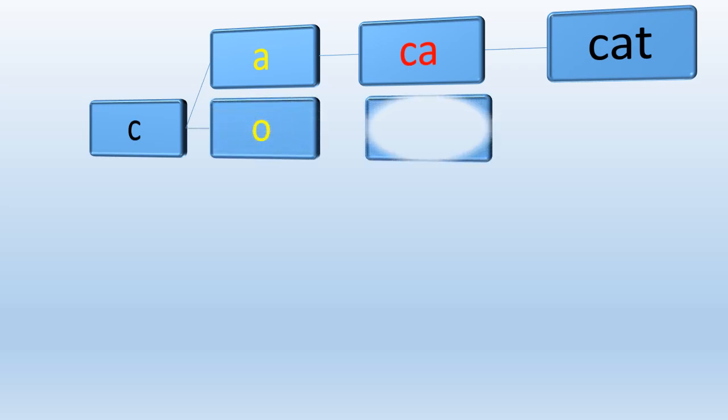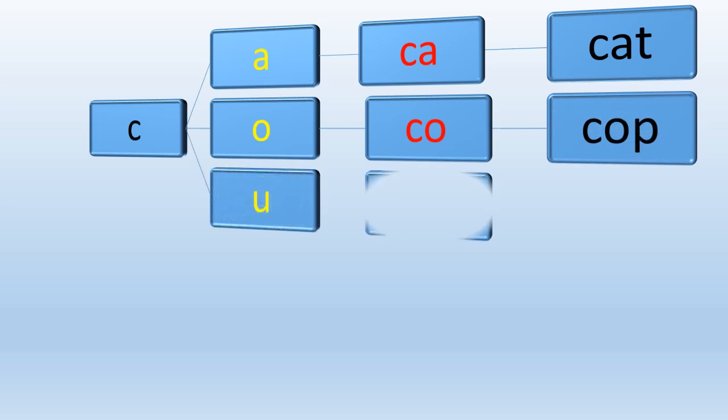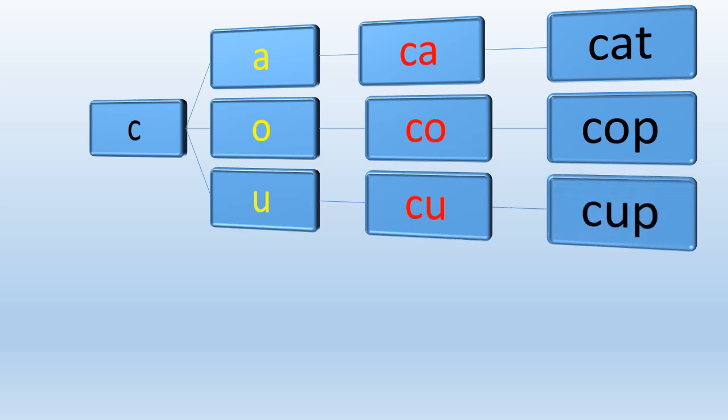Now we are going to see letter C and how it blends with the vowels A, E, I, O, U. So K, A, Ka, as in cat. K, O, Ko, as in cop. K, A, K, as in cup.